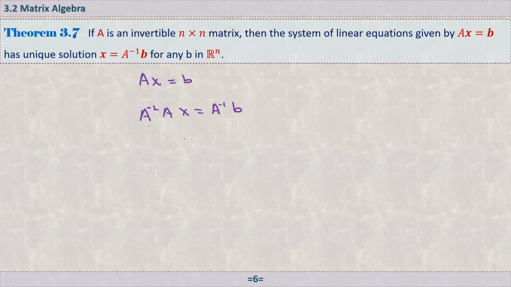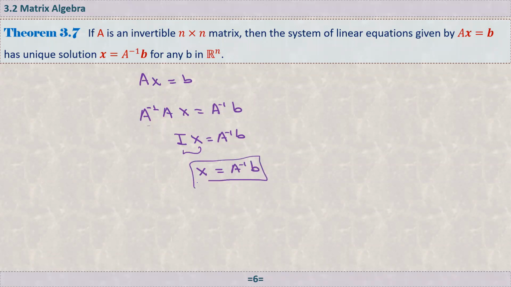A inverse A is just I, so here we have X, and here we have A inverse B. That thing is equal to just X, so X equals A inverse B. That is the existence part. We have the solution. Now, to show that it is unique, we assume that it has two different solutions. So the first part is existence, and the second one is uniqueness.